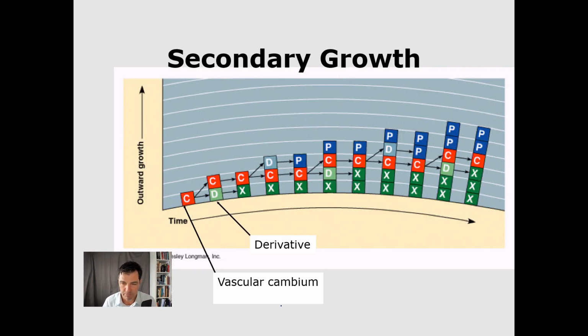Now, we have our tree or plant. I like to think about trees because I think you're more familiar with how a tree grows in a sense.